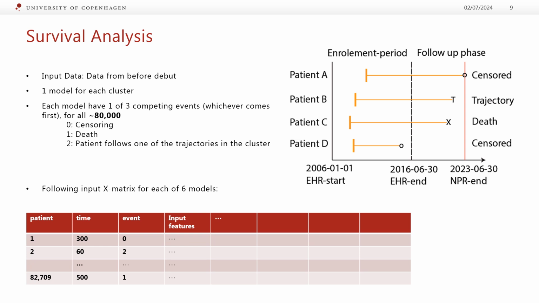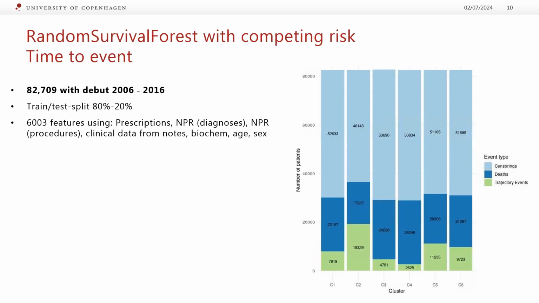I'll create a competing risk model for each of my 6 clusters, where I will include all the same patients in each of the 6 clusters, around 80,000 patients. All of these patients have some electronic health data. I have the competing event, which is death. And I use a standard train test split for this, 80% to 20%.